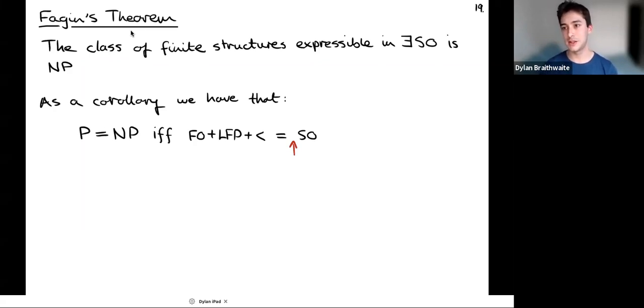So in both cases, it turns out that if P equals NP, then existential second order is equal to second order. And you can argue that you can drop it in the other direction as well.